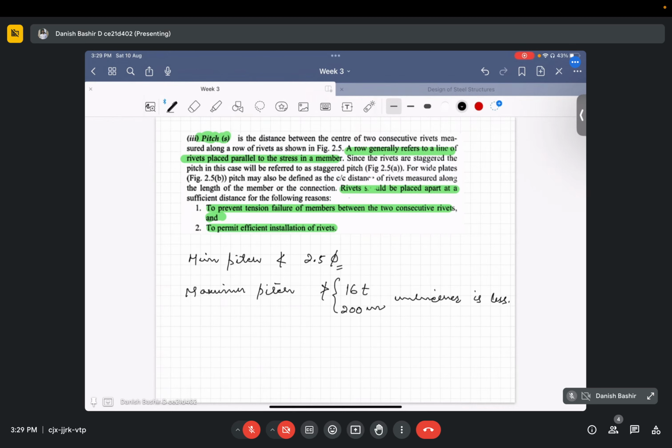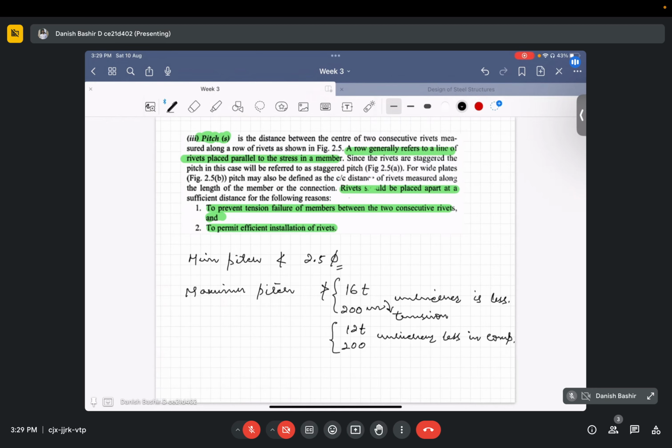Whichever is less, in tension members. This is for tension members. In compression it is different. There it is 12t or 200 mm, whichever is less, in compression. So this is the maximum pitch to be given.